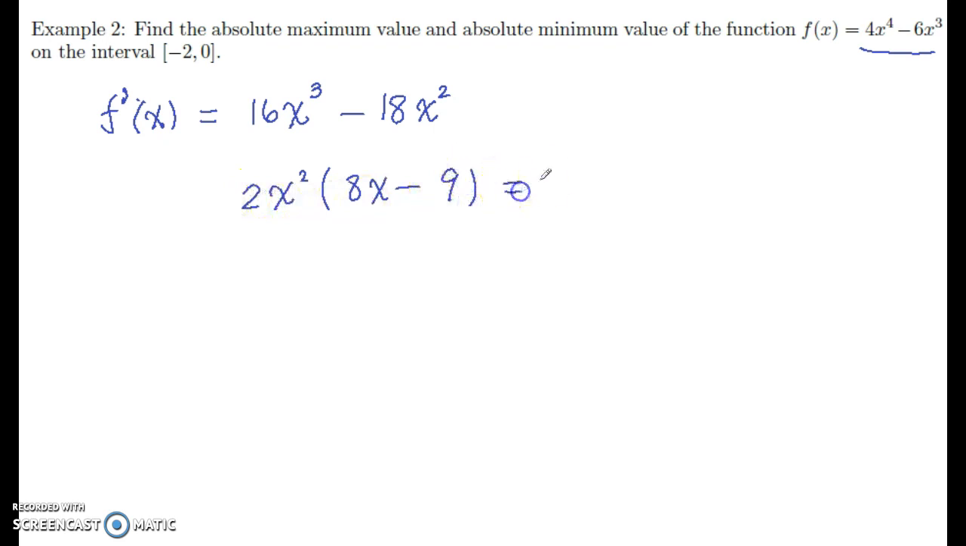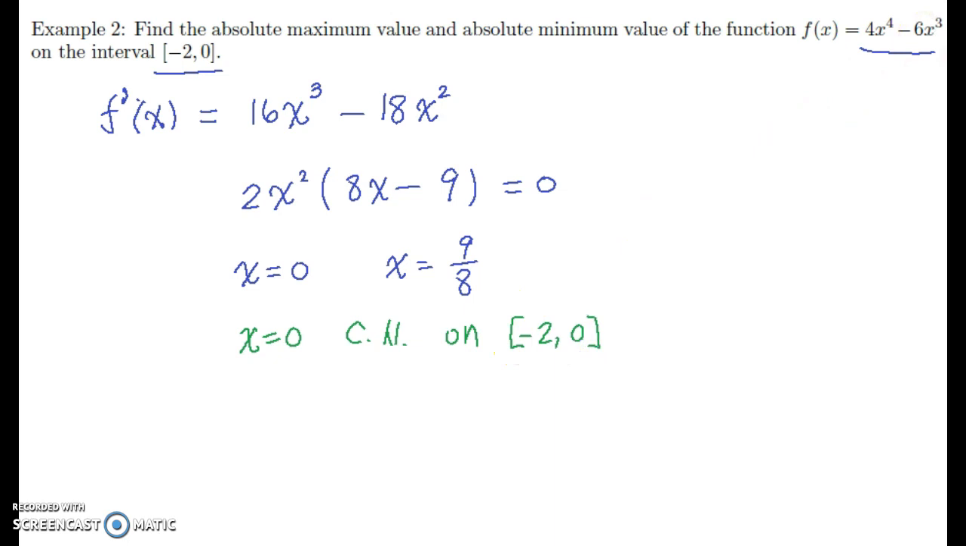So we want to find out when this equals 0. Once we factor it, we see either x squared equals 0, so x equals 0, or 8x minus 9 equals 0, so x equals 9 over 8. Because we're interested in the interval -2 to 0, and 9 over 8 is not on the interval, we only have x equals 0 as a critical number on the interval -2 to 0.